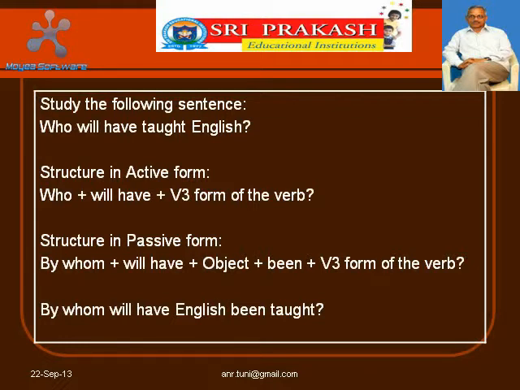What extra B form do we add? It is been. Where do we place the extra B form? It is immediately after the object. Now let us see the answer for the question. Who will have taught English, in active form, is by whom will have English been taught in passive form.